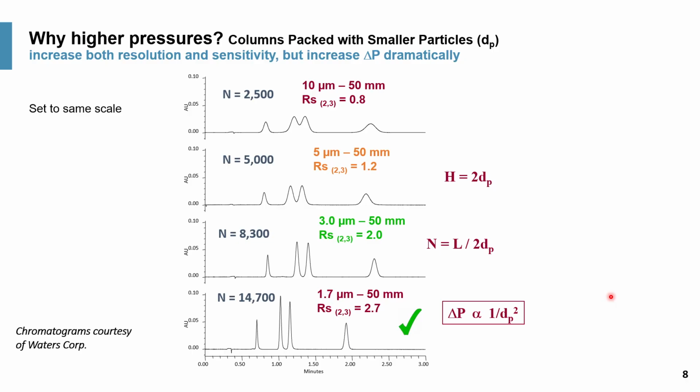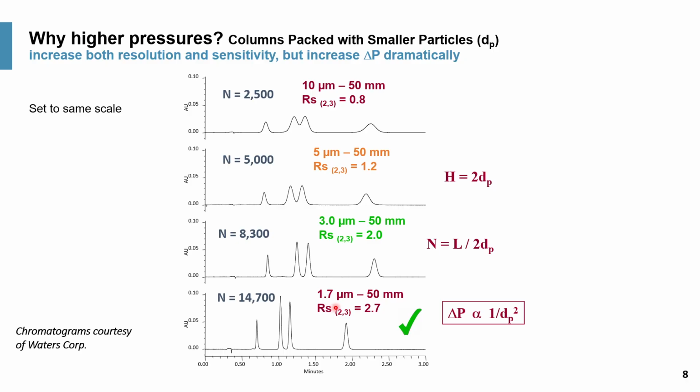This figure came from a chromatogram courtesy of Waters Corporation, explaining why higher pressure is needed, primarily by columns packed with smaller particles. So here there's a comparison of 4 different columns of the same length, which is 50 millimeter or 5 centimeters. First one is packed with 10 micron. The next one is 5 micron, 3 micron, and 1.7 micron, a sub 2 micron.